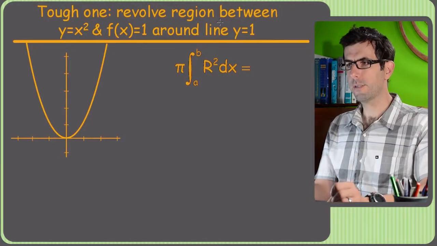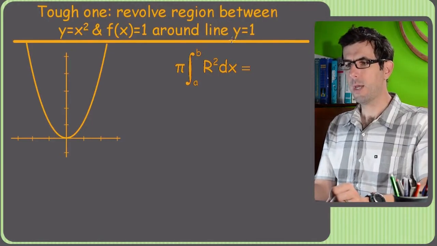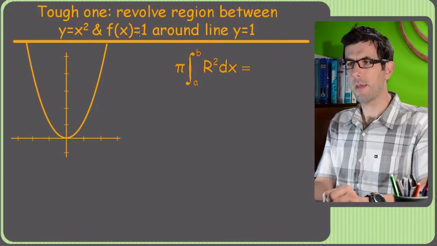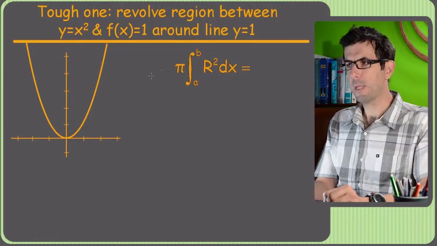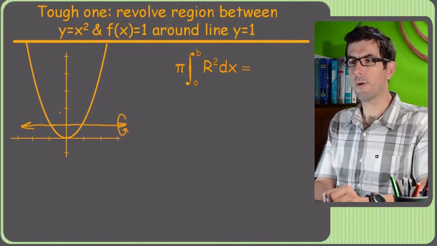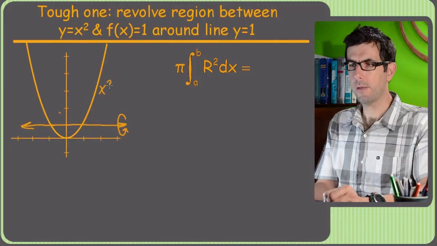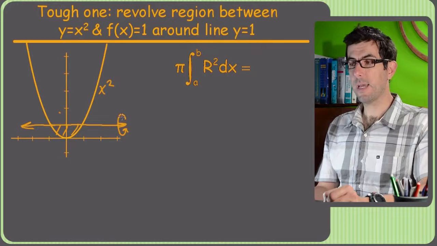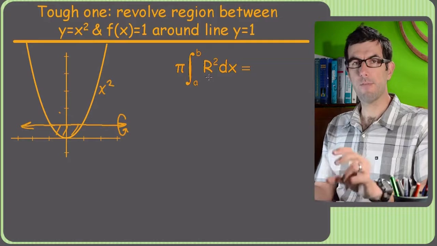All right, revolve the region around the line y equals 1. So same story as what we talked about a second ago. We've got y equals x squared and f of x. So we're spinning around y equals 1. You'll notice that's also the top boundary of our little region here. So this is x squared, and then we're revolving this region. What's going to happen this time is the same thing that happened before, but what's weird is we're going to flip things over.